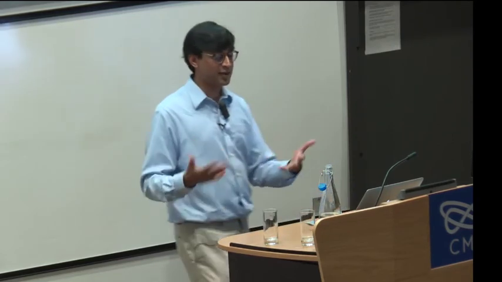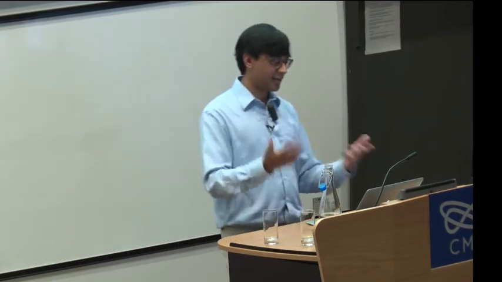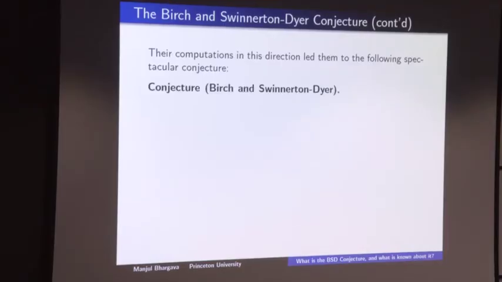And that's their fundamental hypothesis that led them to this remarkable conjecture. They did computations to check Np over p for lots of p, for large rank elliptic curves and for small rank elliptic curves, and through their computations it led them to this amazing conjecture. So this is the Birch and Swinnerton-Dyer conjecture.